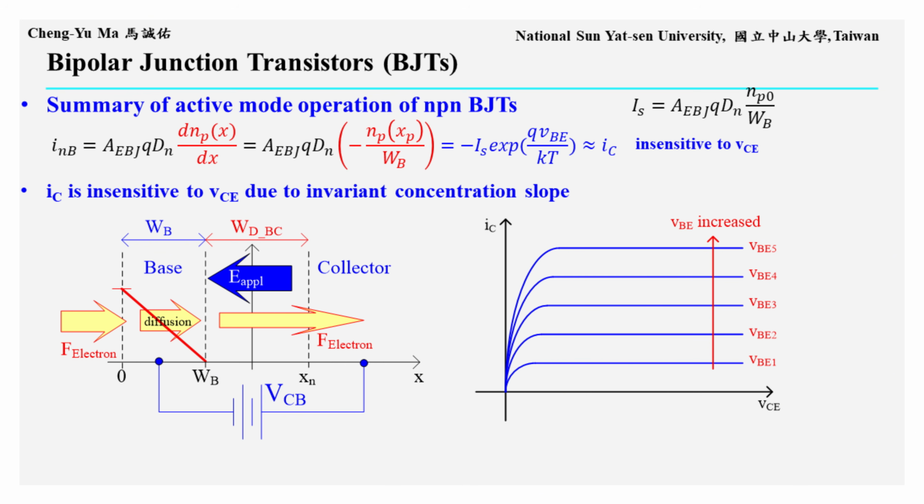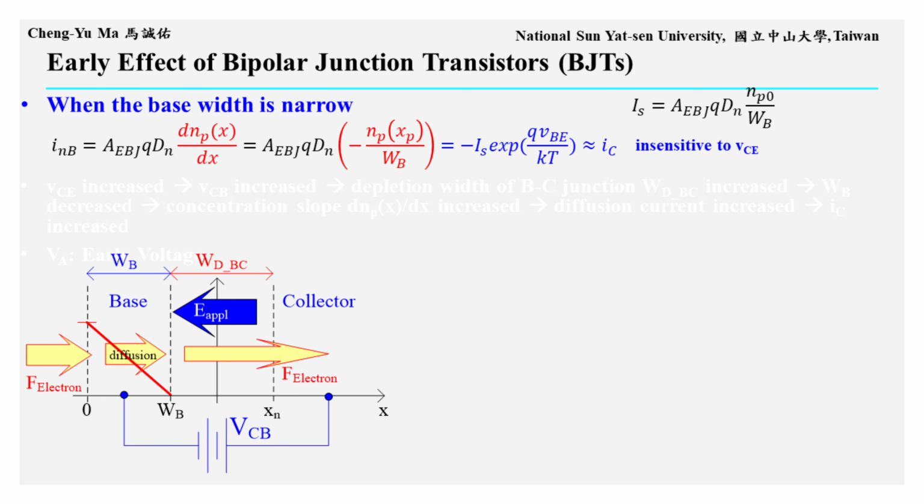From the ideal equation, IC seems to be independent of VCE. However, once the base width becomes smaller, the situation changes. When the base width becomes very narrow, an increase in VCE can affect the collector current. Since VCE equals VCB plus VBE, and VBE is approximately 0.7 volts and does not change much, VCB increases as VCE increases. This means the reverse bias of the BC junction becomes larger.